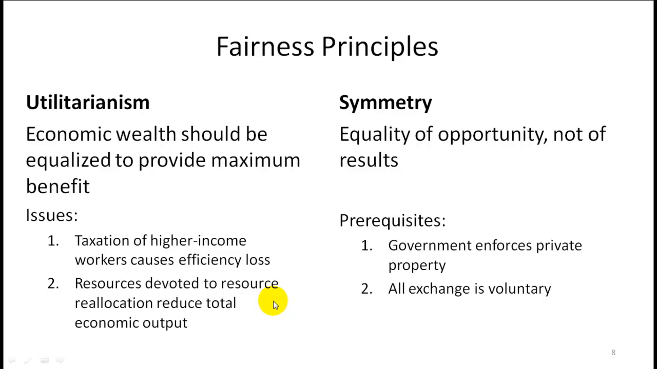The final slide in this relatively short reading is on the concept of fairness principles. Economists like to think about how society can be set up so as to make it as fair as possible, and you need to understand two broad views or economic philosophies. One philosophy is called utilitarianism, which was put forward by an English philosopher called John Stuart Mill. He suggested that economic wealth should be equalized to provide maximum benefit.